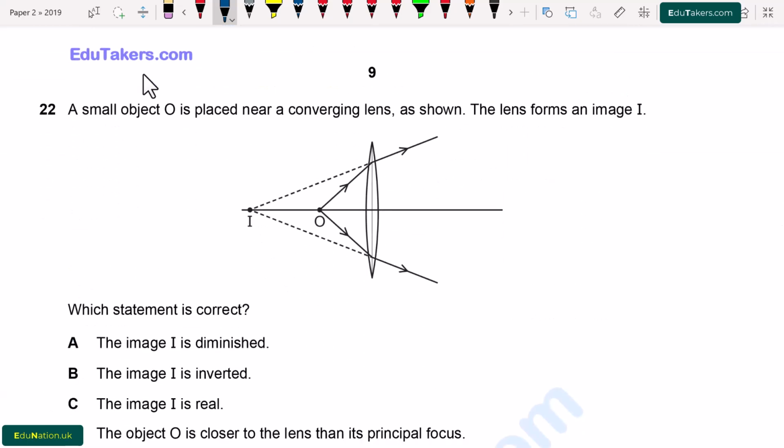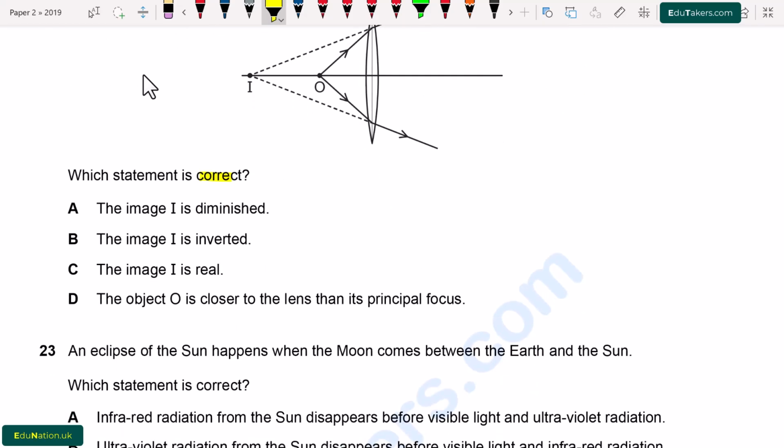Question number 22. An object O is placed near a converging lens as shown. The lens forms an image I. Which statement is correct? Option A. The image I is diminished. B. The image is inverted. C. The image I is real. D. The object O is closer to the lens than its principal focus.